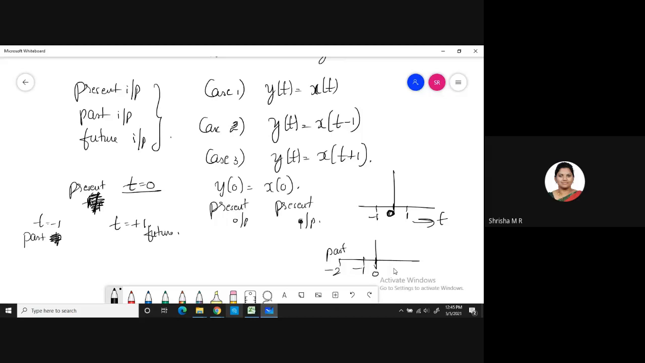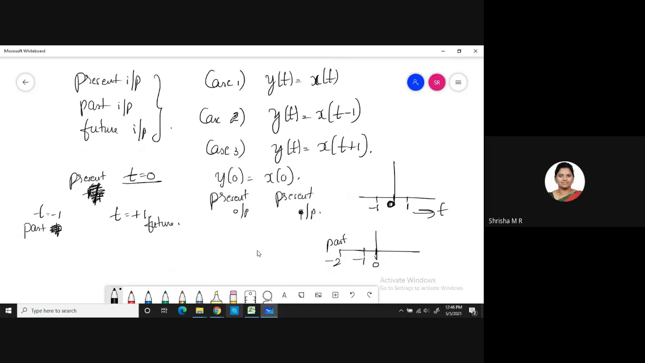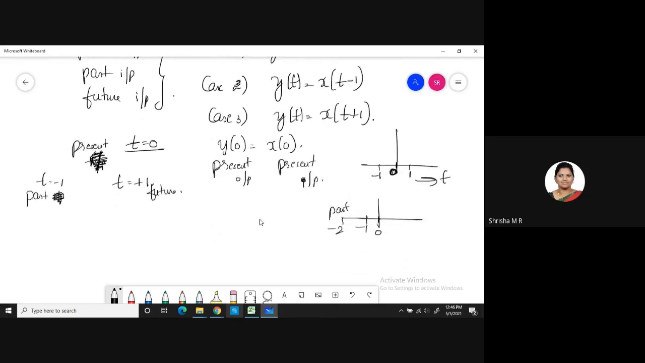Is it clear? So you can see y(0) = x(0). Present output is depending on present input. So I'll put t = 0 for case 2. If I put t = 0 for case 2, y(t) = x(t-1), so this will be 0 minus 1. So y(0) will be equal to x(-1).